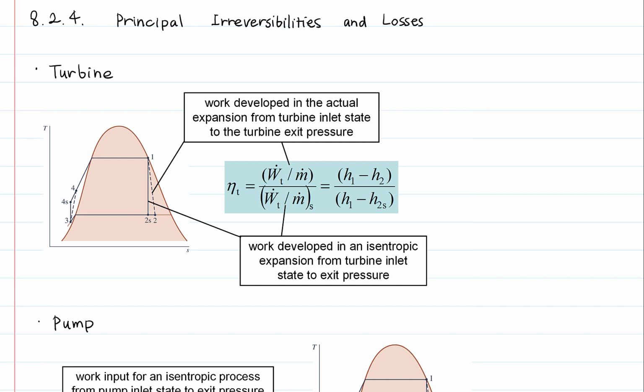Process 1-2S is an isentropic process. It is a vertical line. The actual process will end up at state 2 with a larger entropy value due to the irreversibility. The irreversibilities will result in smaller work output compared to the isentropic process at the given operating conditions.